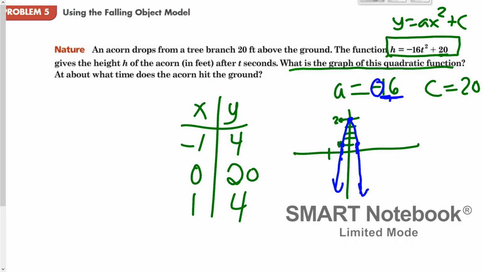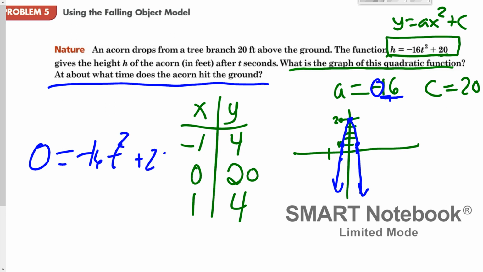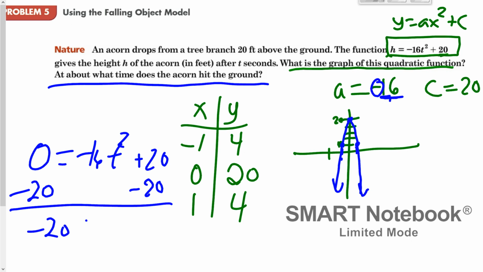Okay, so there's the graph. So there's that part. Now, what about what time the acorn hits the ground? Well, what's the height, h, when it hits the ground? Wouldn't that be 0? So 0 equals -16t squared plus 20. So remember how we solved this in the first warm-up? You can go back if you need to. Watch that part, and then come back and finish this. So we subtract 20 from both sides. We divide by -16.